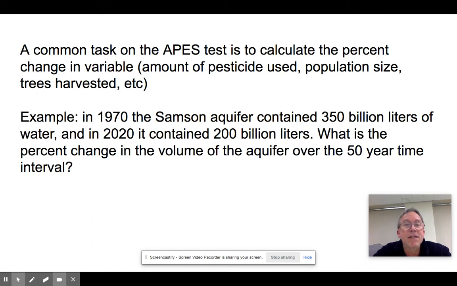In 1970, the Samson Aquifer contained 350 billion liters of water. But in 2020, it only contained 200 billion liters of water. What is the percent change in volume in the aquifer over that 50-year time period? Well, let's just see how we would do that.